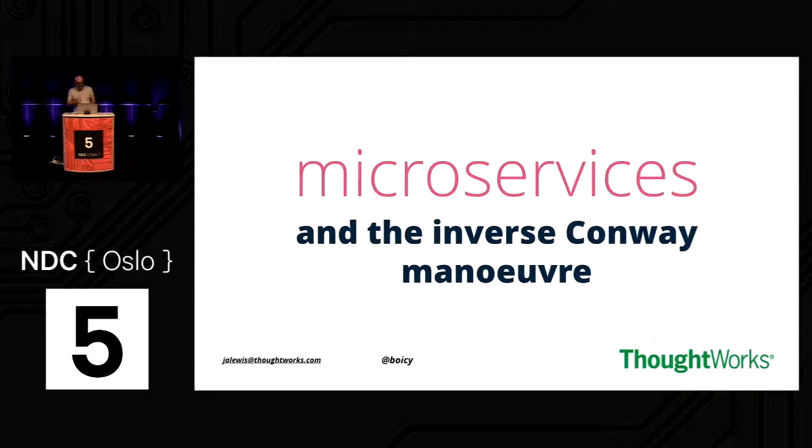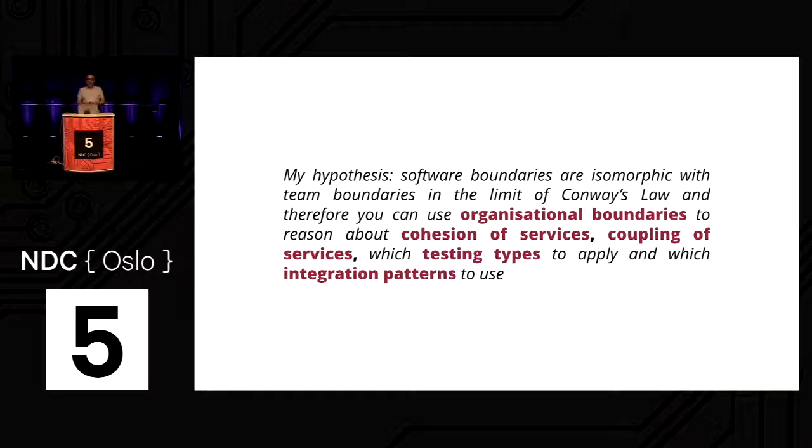So this is my hypothesis, that software boundaries are isomorphic with team boundaries in the limit of Conway's law, and therefore you can use organizational boundaries to reason about cohesion of services, coupling of services, which testing types to apply to services, and which integration patterns we should use between services.